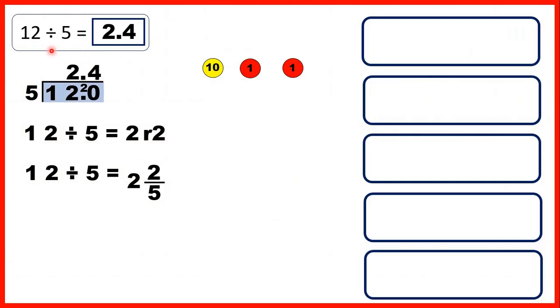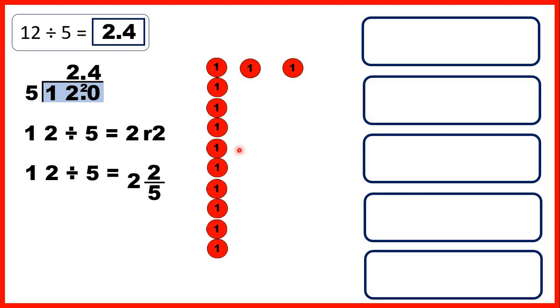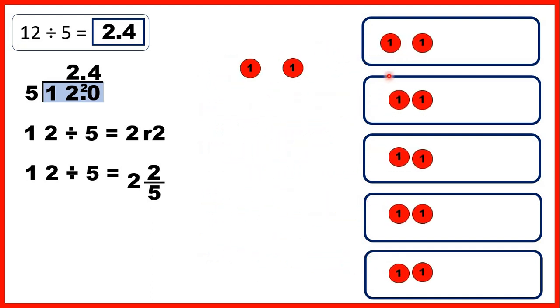So let's look at this first question. We had 12, so I've shown 1 10 and 2 1s, and we were dividing by 5, so we're going to split what we have into 5 groups. Now first, we need to change the 1 10 into 10 1s, so we have 12 1s. We can share out 10 of those 1s with 2 in each group, so that's why we have 2 in the ones digit of our answer line.